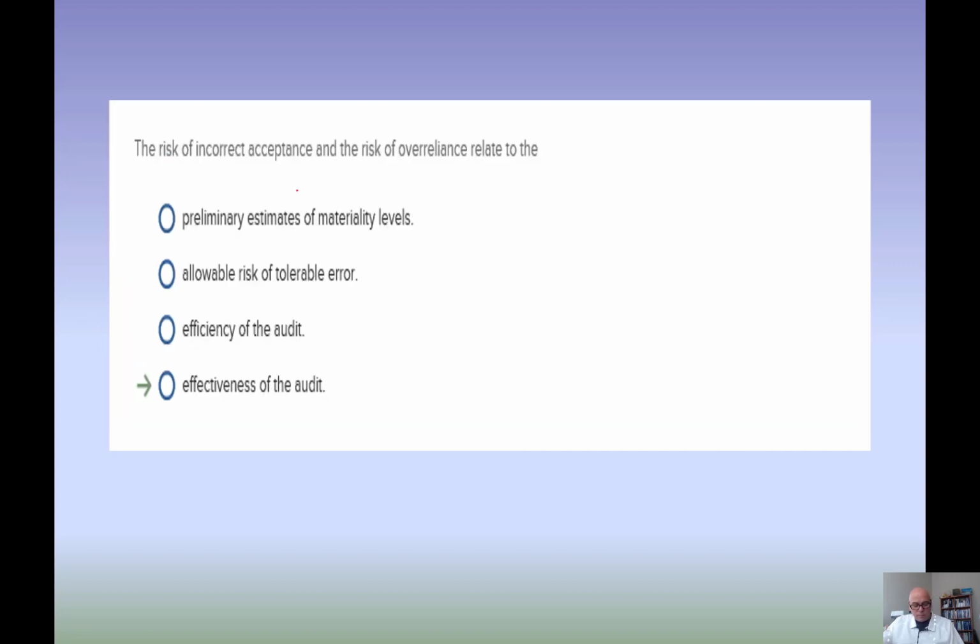Okay, good. The risk of incorrect acceptance and the risk of over-reliance relates to what? The effectiveness of the audit. This is assessing control risk, what? Too low, okay? The over-reliance and incorrect acceptance is, of course, as we said, you could have answered the question just based on that, is the situation where we have had audit failure. We've incorrectly accepted these financial statements.